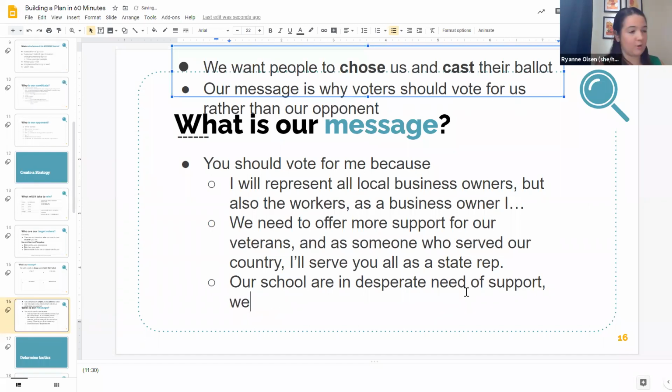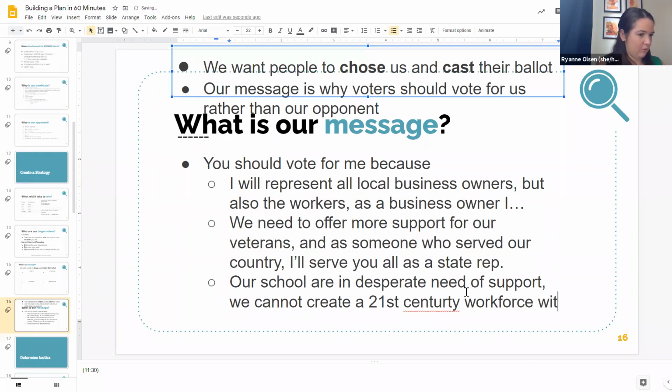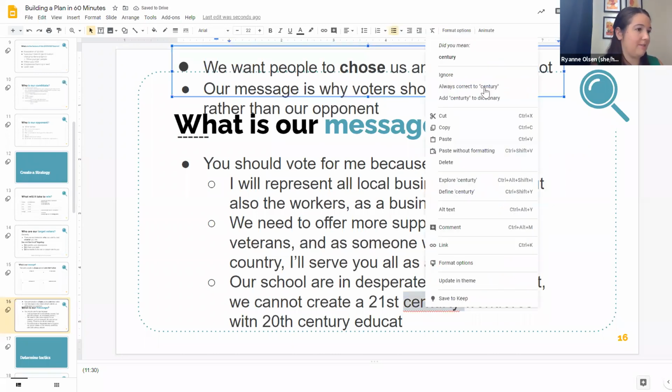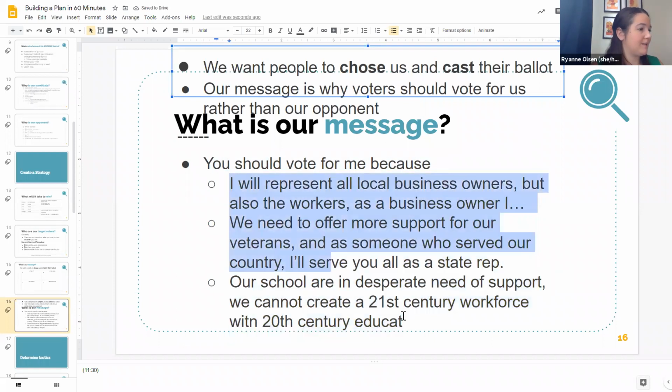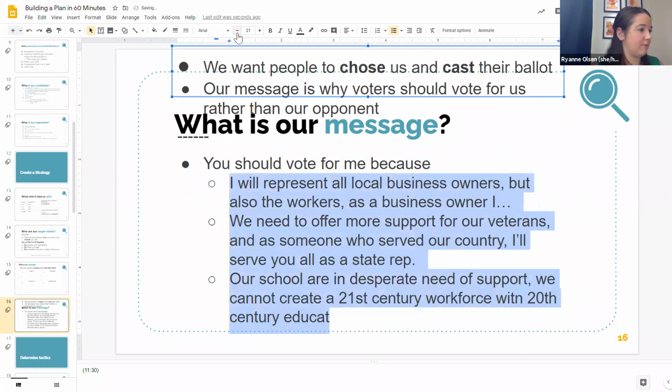We can also tie in the workforce, right? We cannot create a 21st century workforce with 19th century education. Or I guess it would be 20th century education. Being young, because more young people are working in the area, yes. And this is actually a place where we could probably have really strong contrast with our opponent, is kind of this concept of bringing a fresh new voice, right?